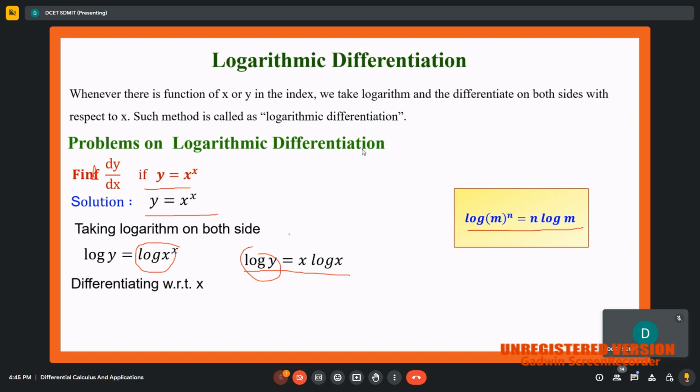Differentiation of log y is 1 by y into. Differentiation of y with respect to x is what? dy by dx. So here, 1 by y into dy by dx.